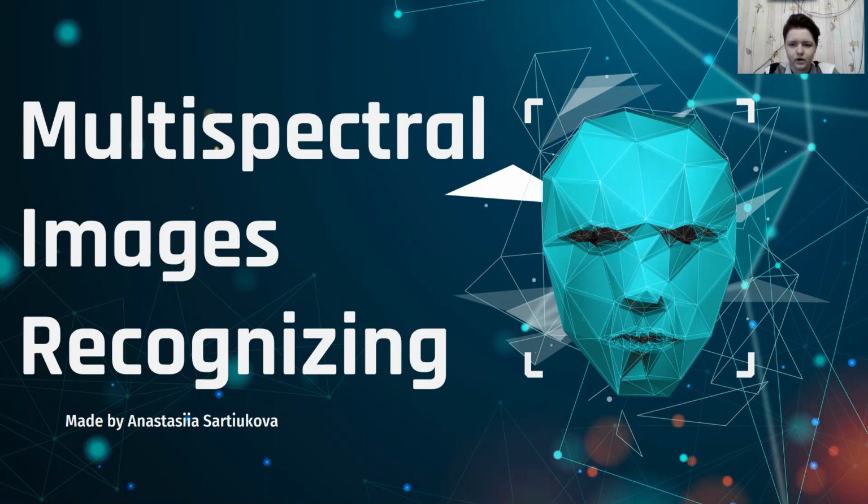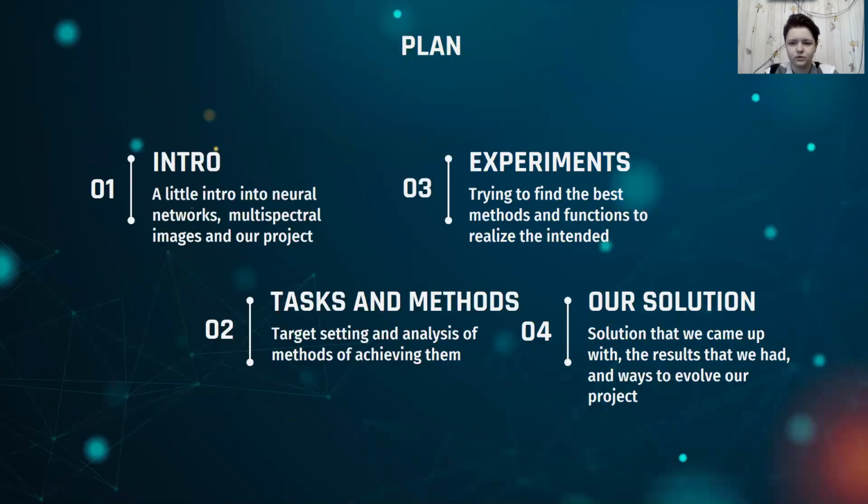First of all, I want to tell you about the plan of my presentation. As you can see, it has 4 blocks. In the first block, I will talk about neural networks, multispectral images, its using, and our project. After that, I will specify our goals and will analyze the methods of solving our problem and choose the best. Then I will talk about the experiments that we conducted to select the best model parameters. And in the end of the presentation, I will tell you about our solution that we came up with, the results that we had, and ways to evolve our project.